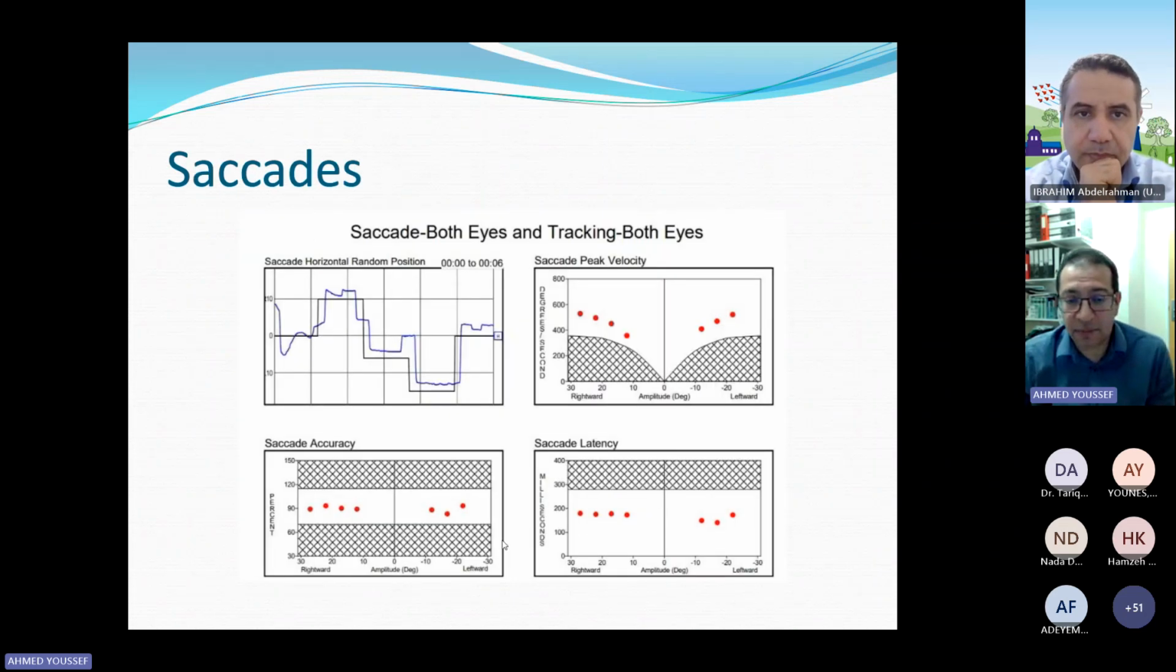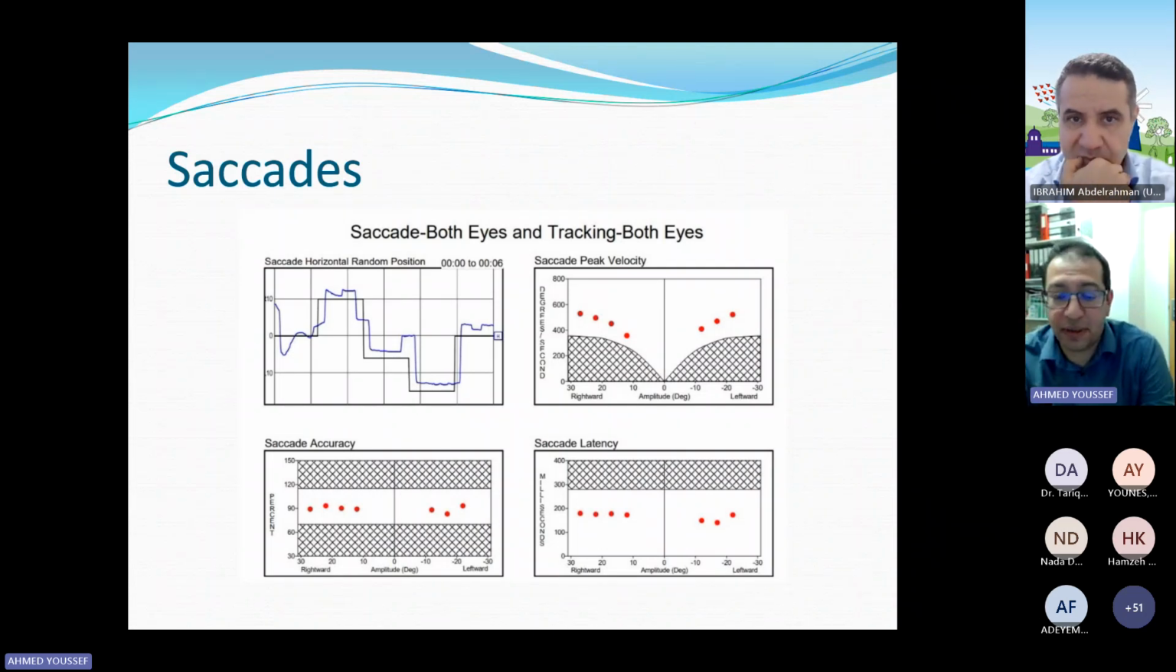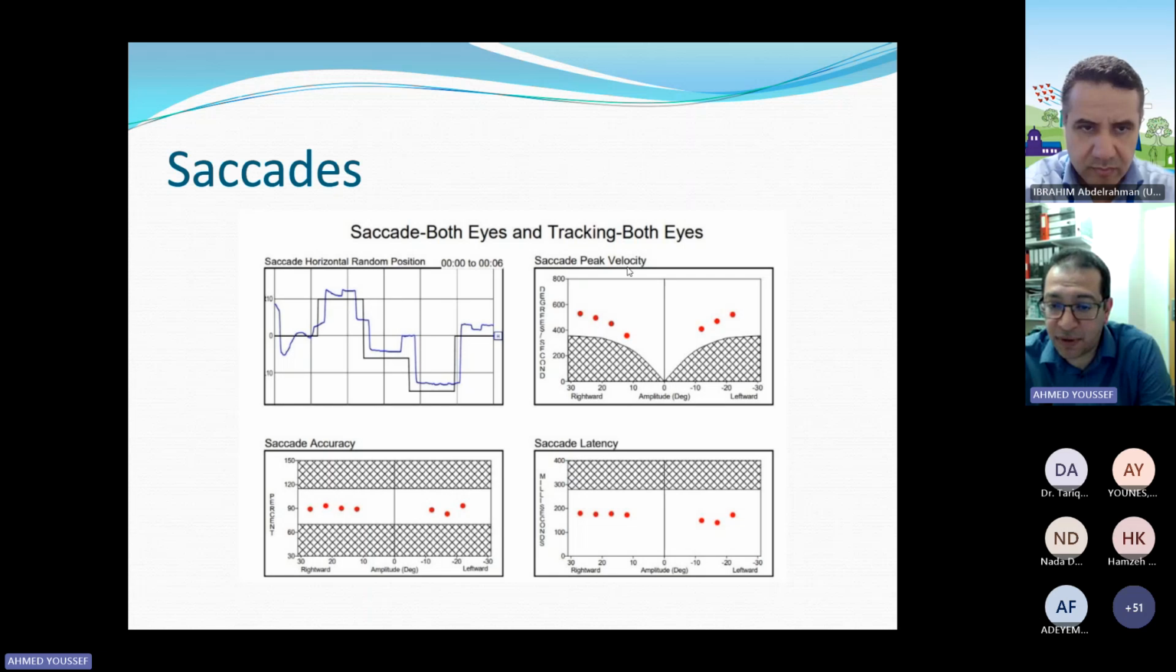And then they move on to the saccades, where again the patient is looking at the bar and the dots start to appear in random positions, and the software with the video goggles can analyze a few things with the saccades. So again, these are the dots themselves, and the blue one is the patient following the dots. Then they can come up with the saccade accuracy, how accurate the patient was, the latency, how long it took for the eyes to follow the target, and the velocity, the speed as well. If the dots are in the unshaded area, that's normal. If it is in the shaded area, that is abnormal.